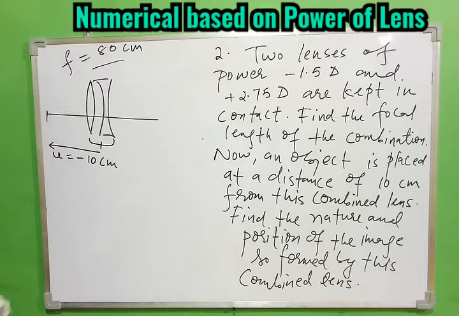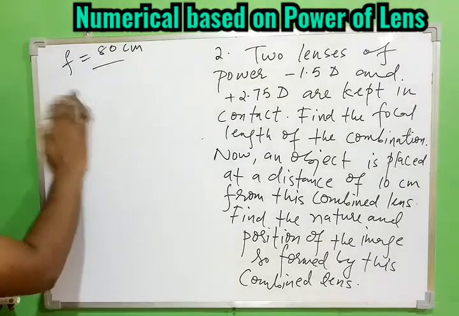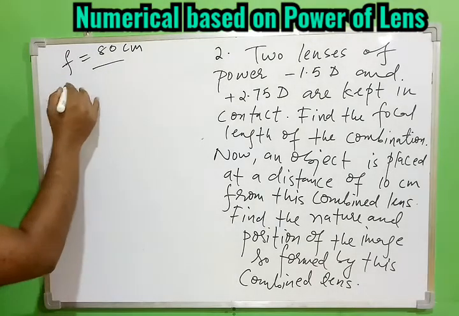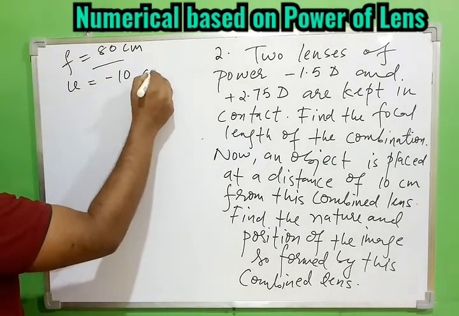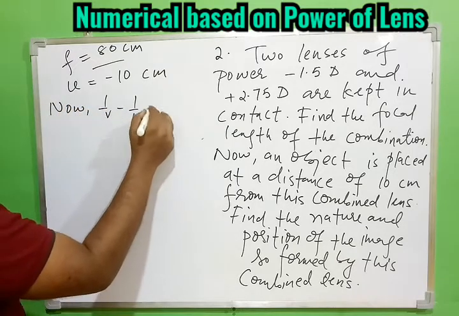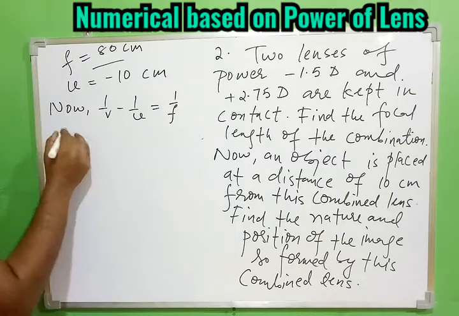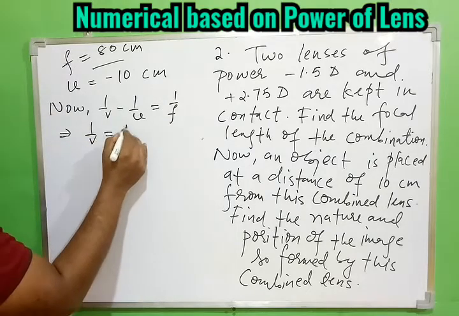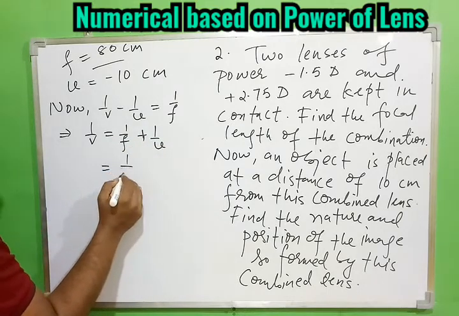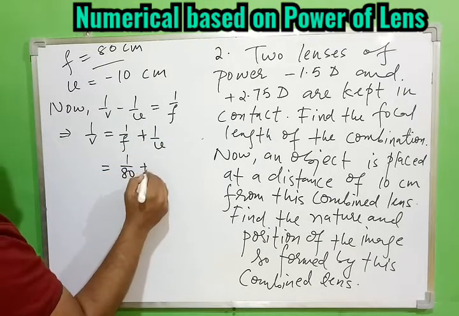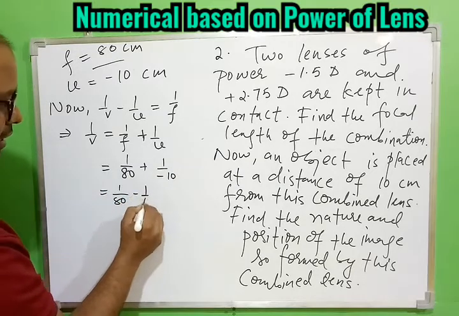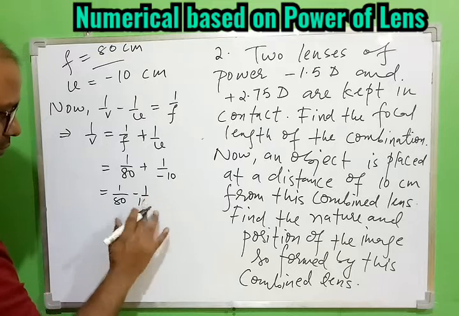Okay, so let's continue with this. So the very first we have already calculated f as 80 centimeter and u is minus 10 centimeter. Now we know the lens formula, 1 by v minus 1 by u is 1 by f. So 1 by v we don't know, 1 by f, 1 by u will come this side, will become positive. So 1 by how much? 1 by 80 plus 1 by minus 10, that will become 1 by 80 minus 1 by 10.